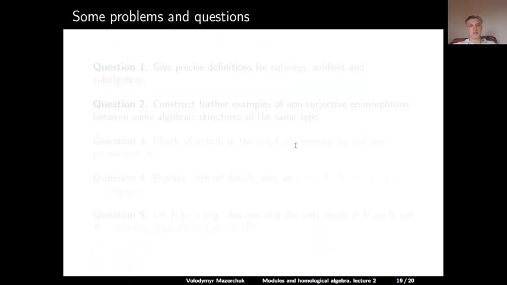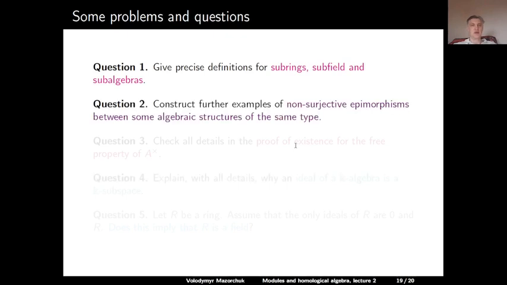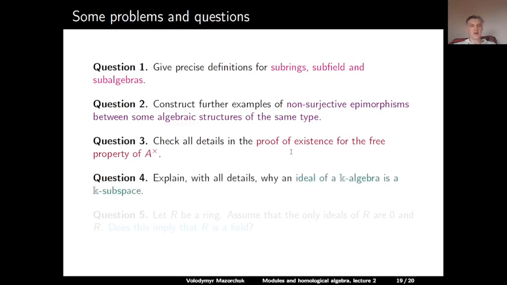Let us finish with some problems and questions. Question 1. Give precise definitions for subrings, subfields, and subalgebras. Question 2. Construct further examples of non-surjective epimorphisms between some algebraic structures of the same type. Question 3. Check all details in the proof of existence for the free property of A cross. Question 4. Explain with all details why an ideal of a K-algebra is a K-subspace.